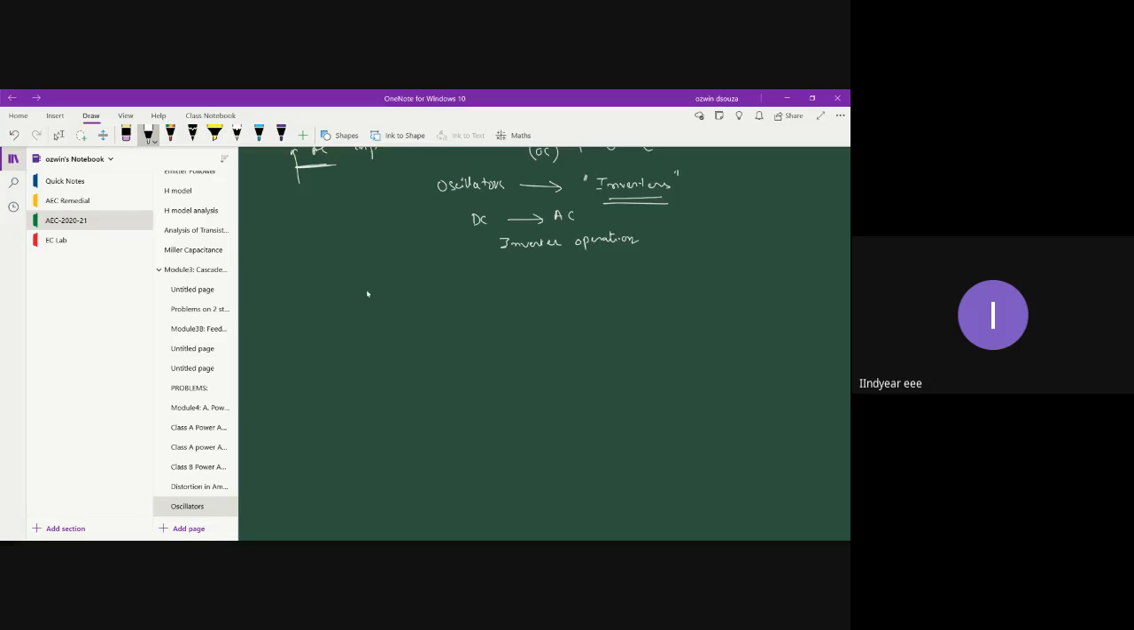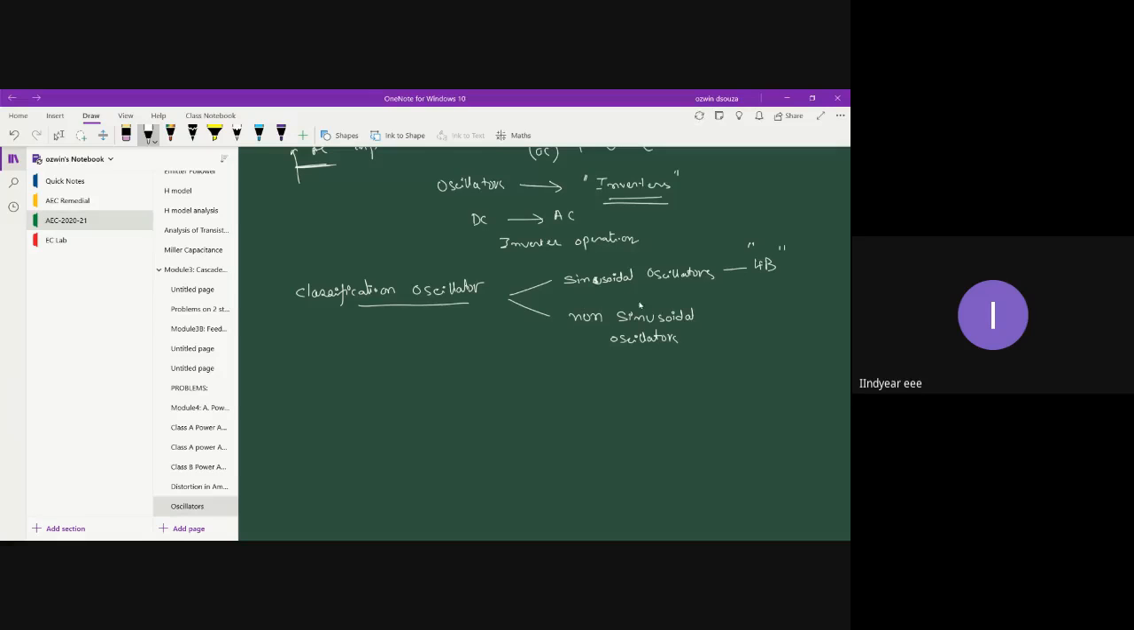Okay, now classification of oscillators. Oscillators are broadly classified into two types. Sinusoidal oscillators and non-sinusoidal oscillators. As you know, the sinusoidal oscillators are those oscillators which give the output in the form of a sinusoidal signal. Now in our syllabus, we will be talking about sinusoidal oscillators.